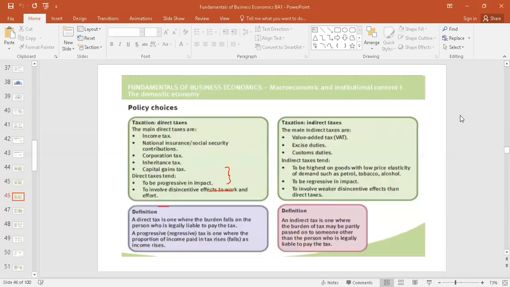Then what are the sources of taxation? Taxation is basically a direct tax and an indirect tax. What's a direct tax? A direct tax is one.